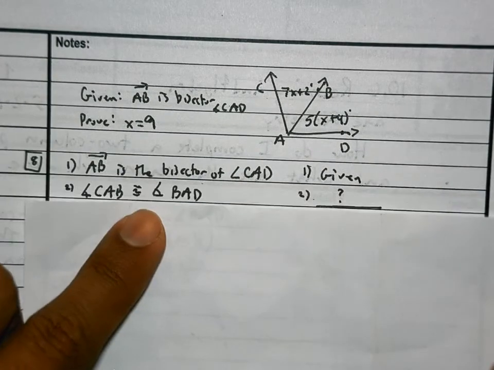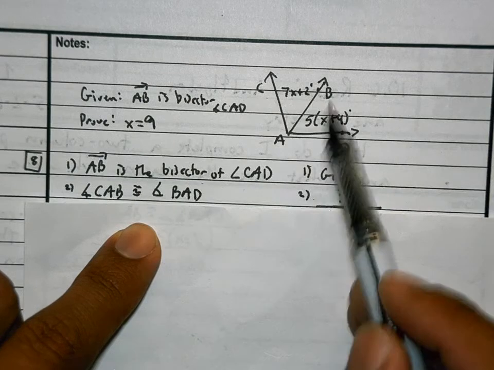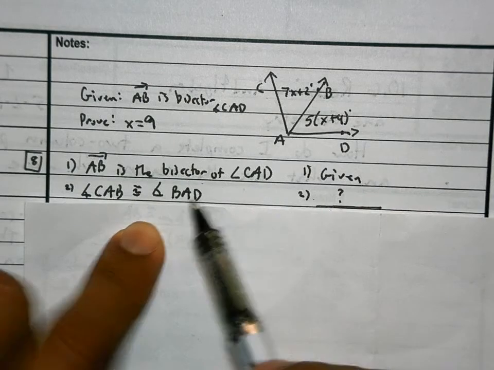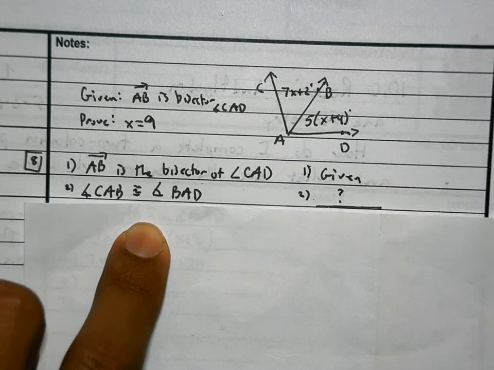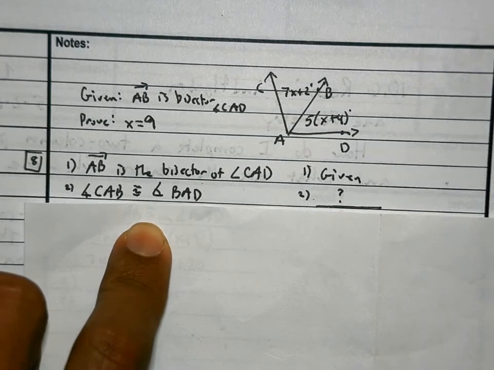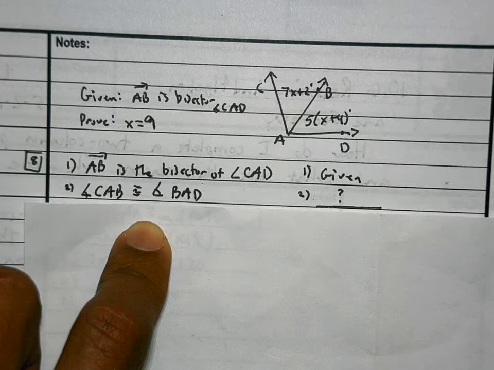Angle CAB is congruent to angle BAD. How do I know that this angle is the same as that angle? Transitive property? It is not the transitive property. Logan, what were you going to say? Symmetric. It is not the symmetric property. Reflexive? No.